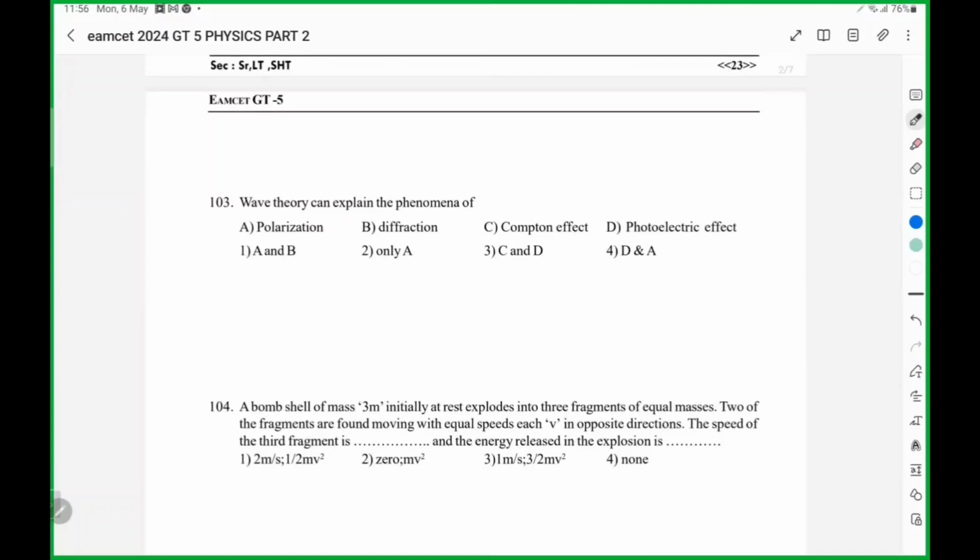Wave theory can explain the phenomena of diffraction and polarization. These are both related to a stream of particles moving in a line. Then only we can explain these two effects, polarization as well as diffraction. We can explain them with the help of assuming light as a wave.